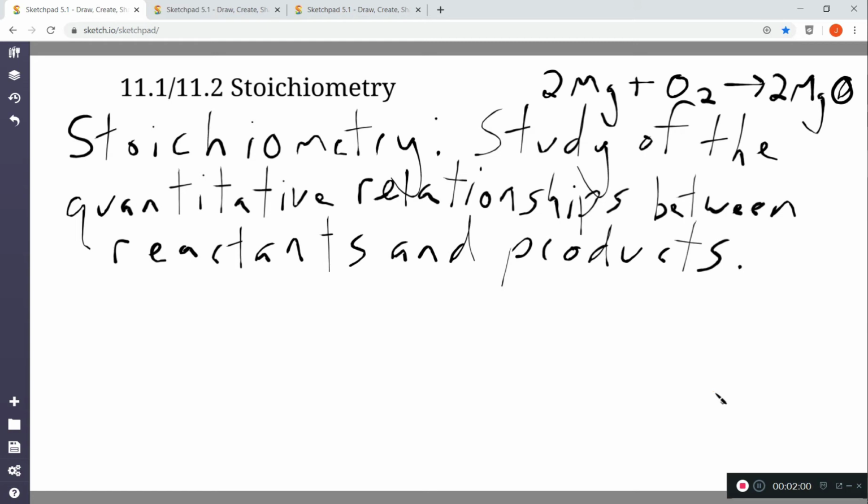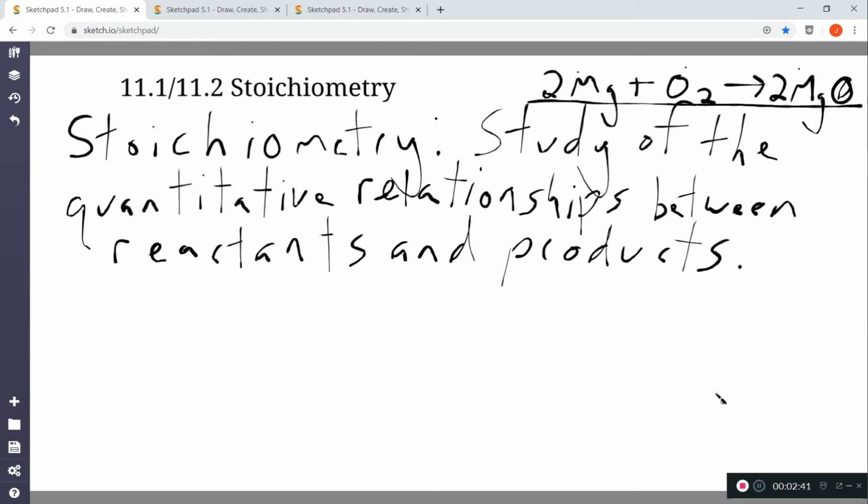Now, when we look at a balanced chemical equation like this, one of the important things to note is that that is a ratio of how many atoms of magnesium have to combine with how many molecules of oxygen gas. So we need 2 atoms of magnesium for every 1 molecule of oxygen gas to form 2 formula units, in this case, or particles of magnesium oxide. So basically we need 2 magnesiums and 1 oxygen gas to make 2 magnesium oxides.